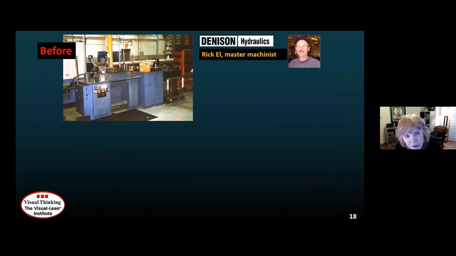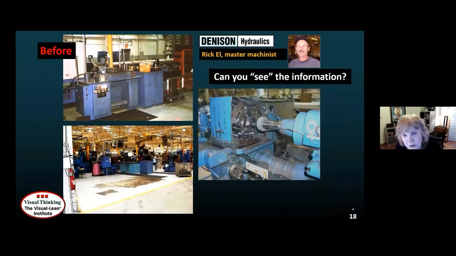Here's an example of a before, similar to the one we saw before. Can you see? The information is the question. The information is there somewhere, but we can't see it, we can't access it, we can't use it, we can memorize it and hope that we remember. We can tell other people what to do, but they are not independent.